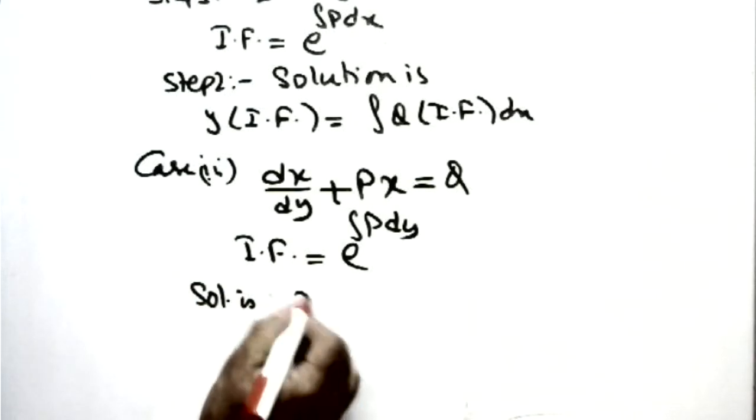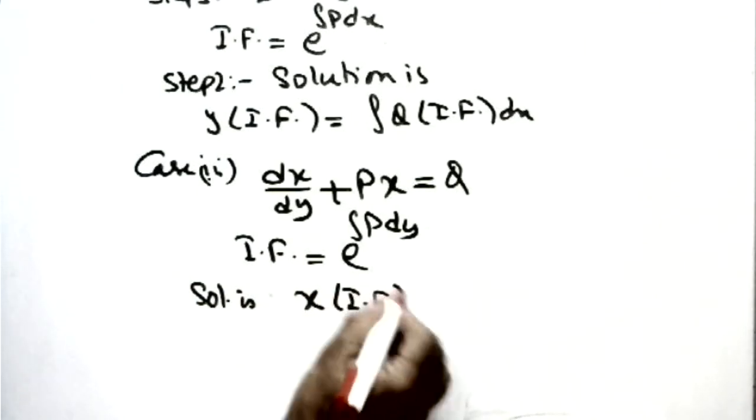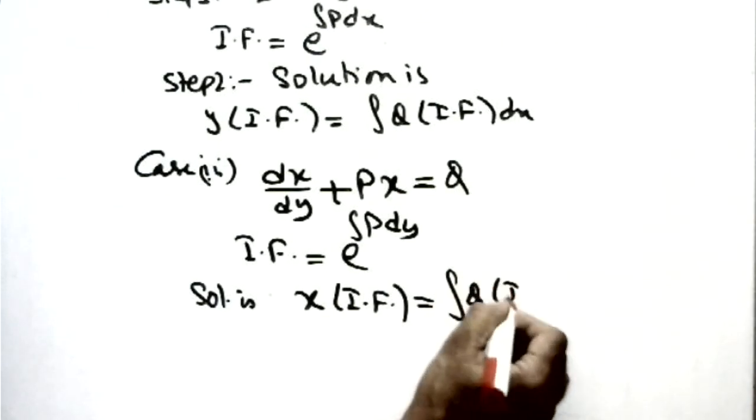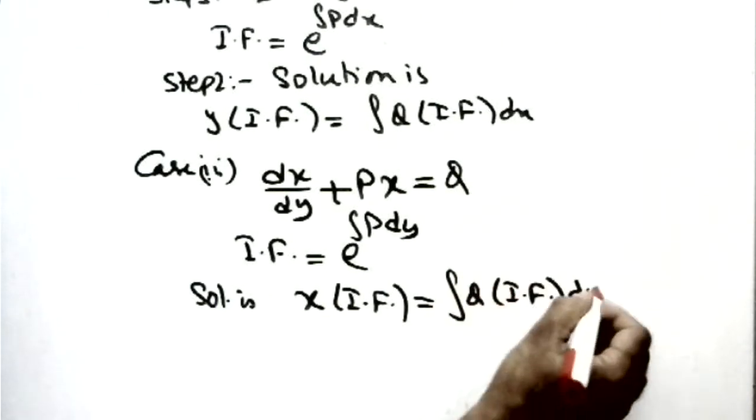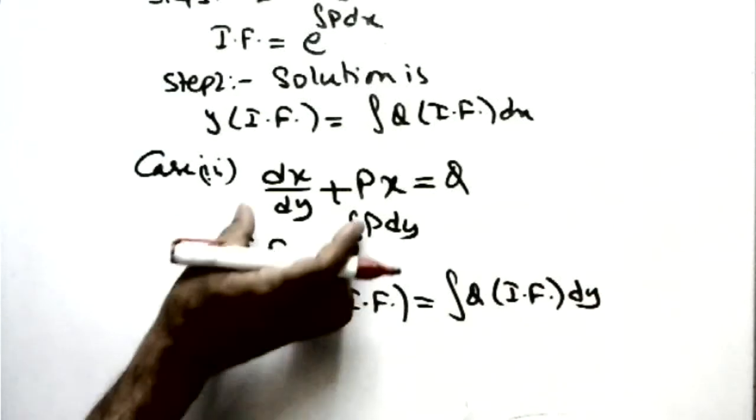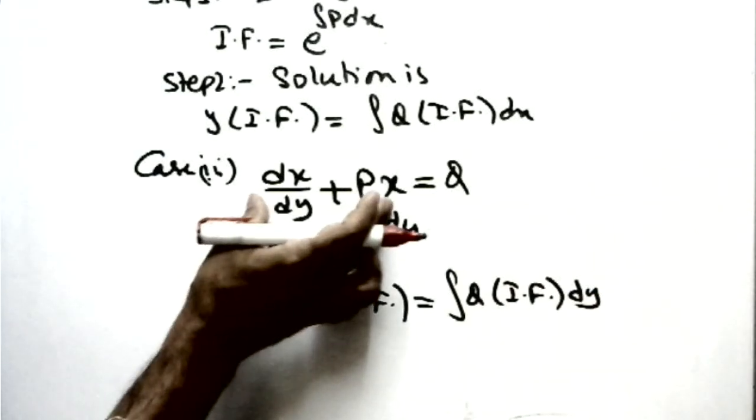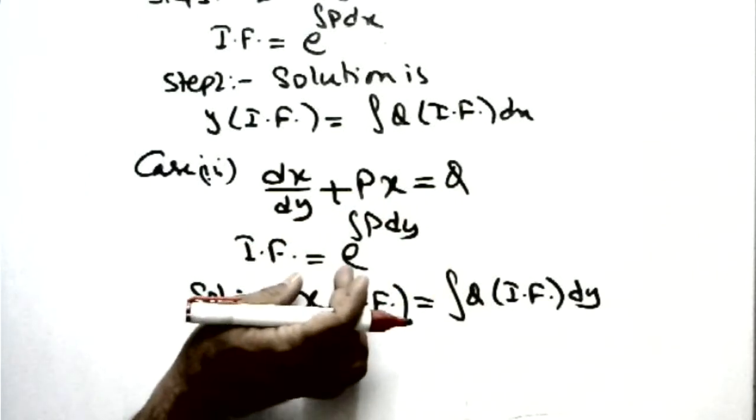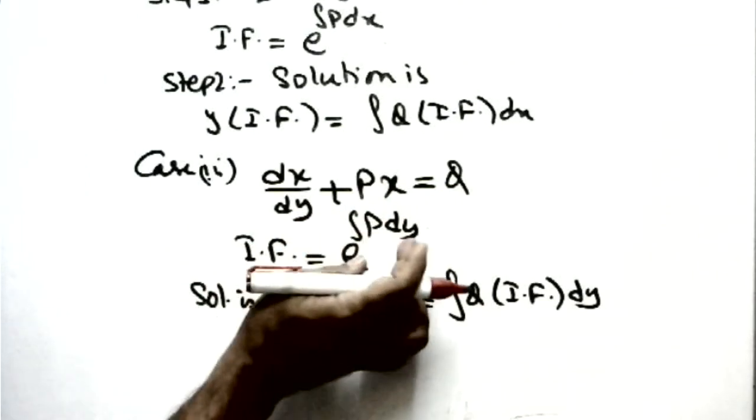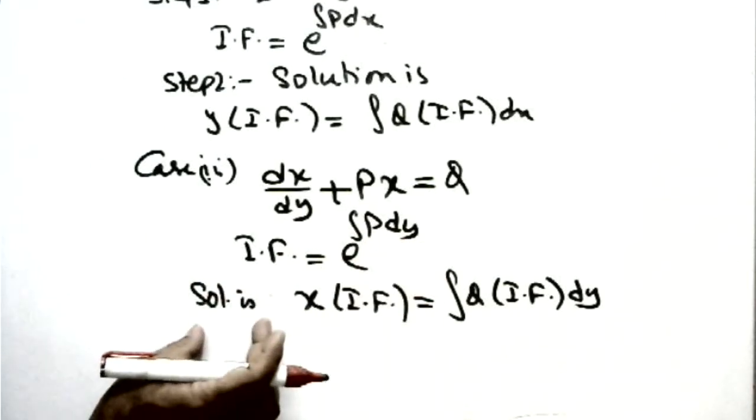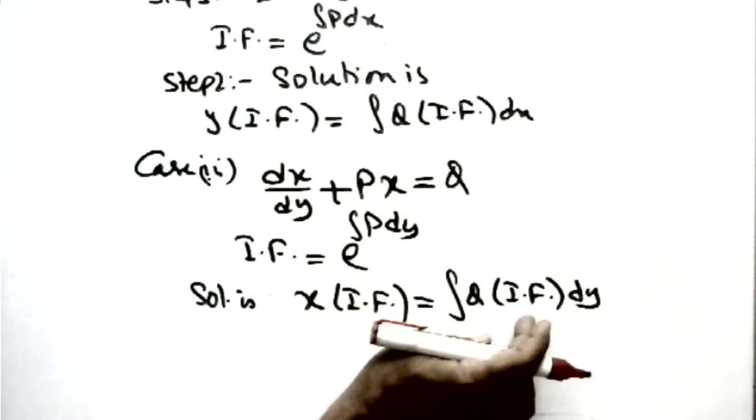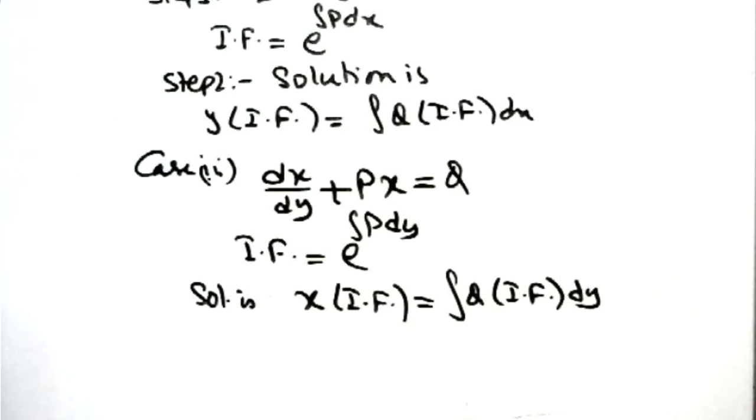the solution, which is not y but x: x into integral factor equals integration of q into integral factor, not dx but dy. So if we get dx by dy plus px equals q, then we find the integral factor e to the power of integration p dy, and the second step is the solution, x into integral factor equals integration of q into integral factor dy. So let me do some questions on this type.